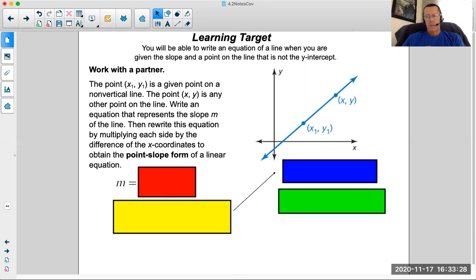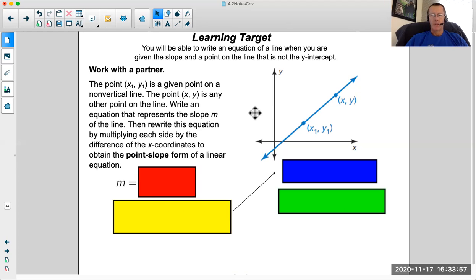And we use slope-intercept form, right? y equals mx plus b. Now, as long as you're given a slope or can figure out the slope and any point, you're going to be good to go. Okay, so you can work with your imaginary partner again. The point (x sub 1, y sub 1) is a given point on a non-vertical line, okay? The point (x, y) is any other point on that line, okay? So we have 2 points, okay? Write an equation that represents the slope of the line.